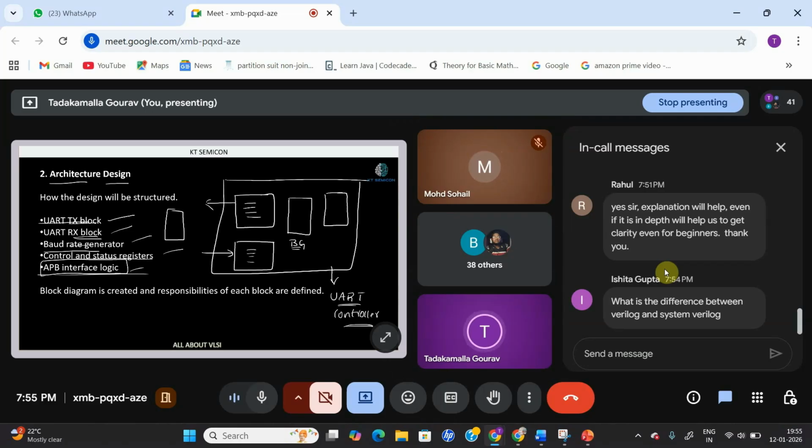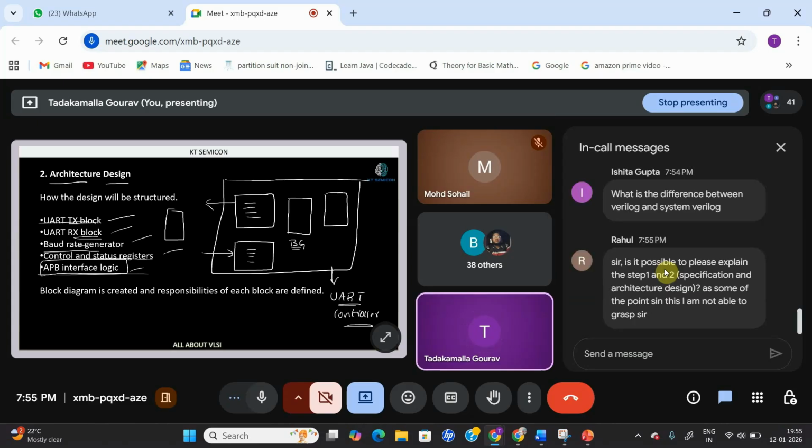So the difference between Verilog and SystemVerilog: Verilog is basically used for designing. SystemVerilog is also used for design. Nowadays, people are using SystemVerilog for designing. And coming to SystemVerilog, it is useful when you are developing your test benches, when you are verifying your design like your SoC. There your SystemVerilog will be very helpful.